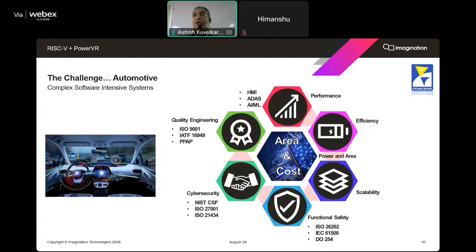So first and foremost, it's performance, right? So let's see how compute hardware is used in the automotive space. Compute hardware can be used for IVI, which is in-vehicle infotainment. It is used in HMI interfaces. It does get used for ADAS, and ADAS is not an all-encompassing word. There are various levels of ADAS, from just driver assistance all the way to autonomous. And then there are AI/ML workloads.